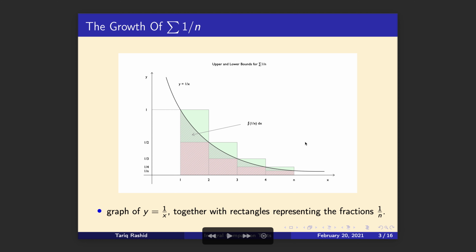When you visualize it like this, you can see the core concept, which is that these green taller rectangles, the area of them is always more than the integral, the area under the curve. And the pink rectangles, the area of those is always less than. That's the key takeaway from this visualization.